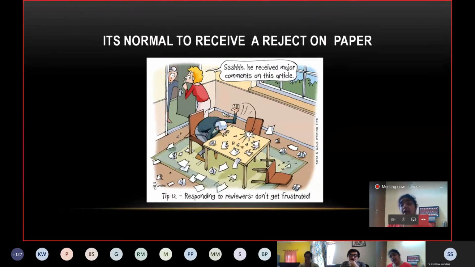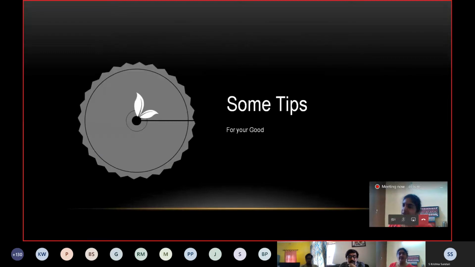Now, even after doing all this, even after being very careful, you might receive a rejection for your paper. Then stay cool. It's normal to receive a rejection for a paper. Don't think it's the end of your career. Understand what lessons you can learn from the reviewers' comments and then go ahead.